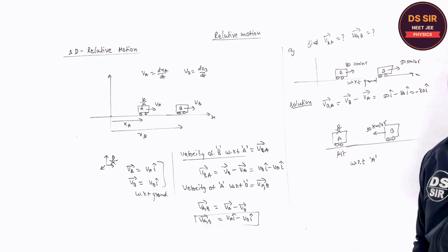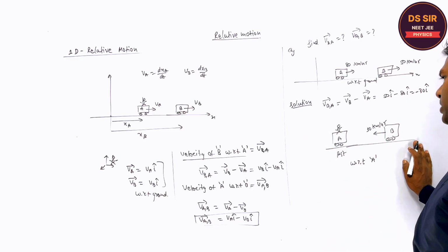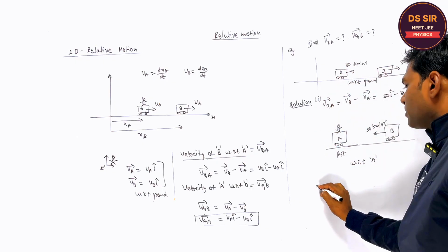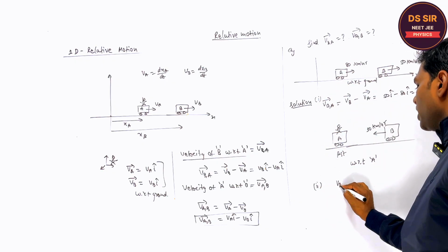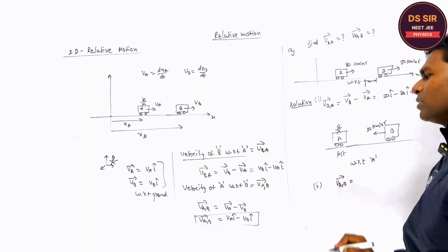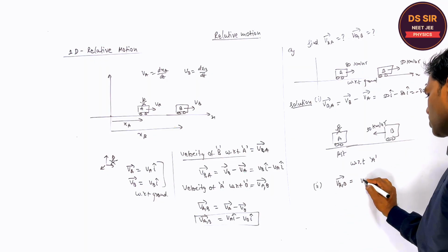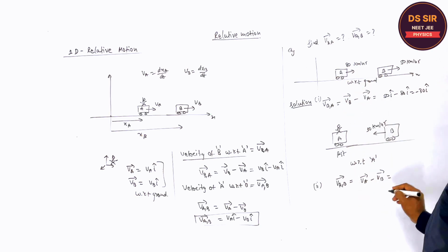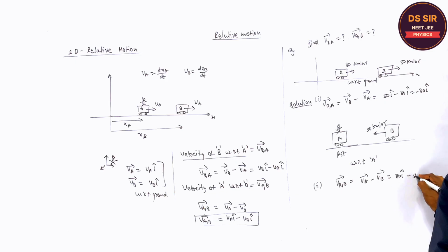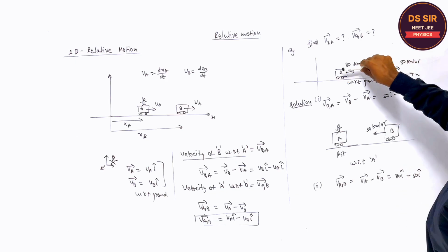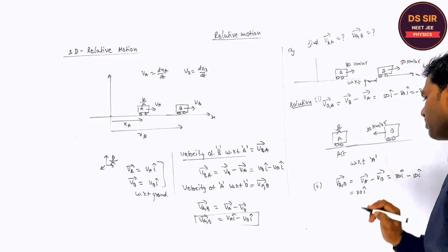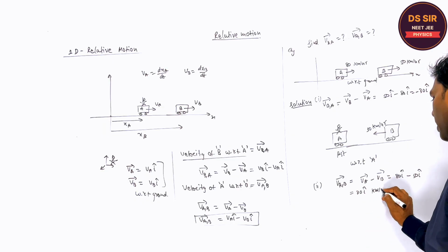Is it clear or not? Listen, one more thing. This is the first part. And the second part, velocity of A with respect to B. How to find? This is VA minus VB. What is VA? It is 80 i cap minus VB, which is 50 i cap, because both are in the same direction. So what is the answer? 30 i cap, kilometer per hour.